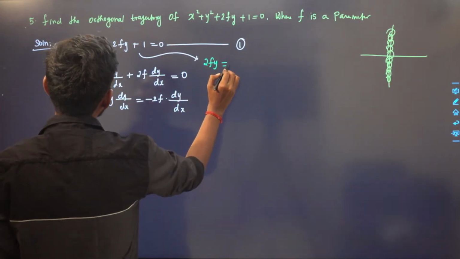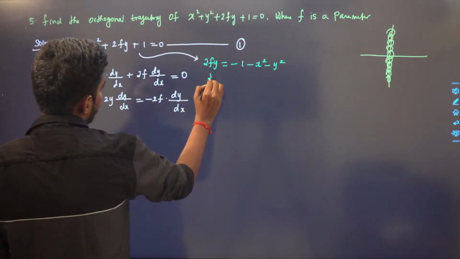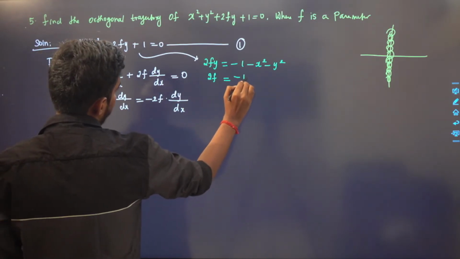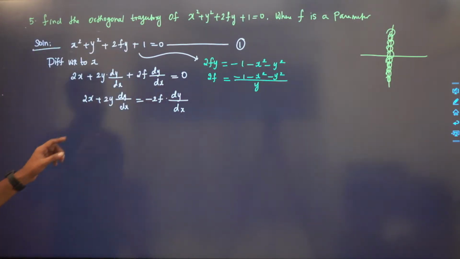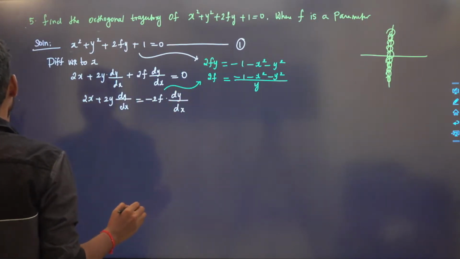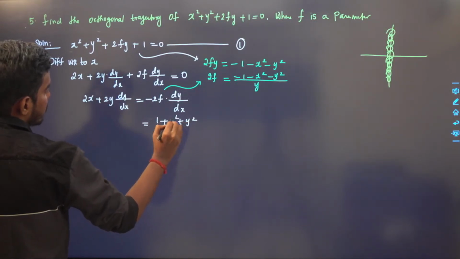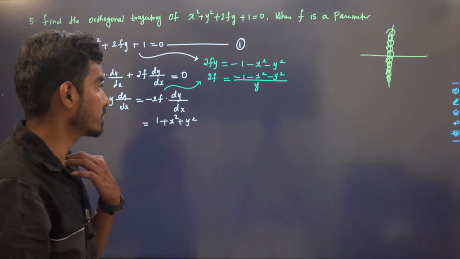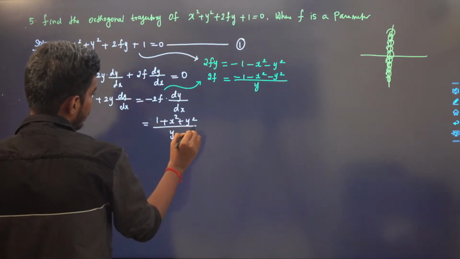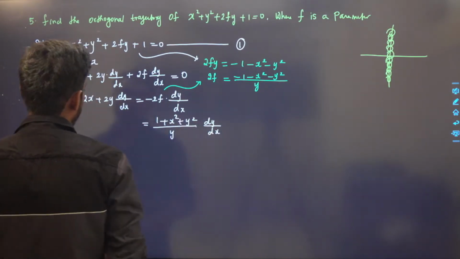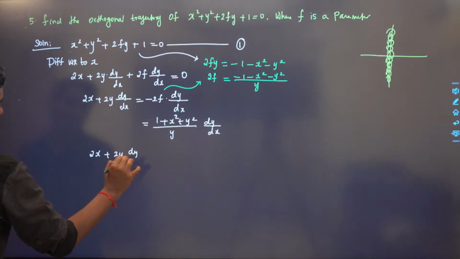So we have 2fy is equal to minus 1 minus x square minus y square. So 2f is minus 1 minus x square minus y square by y. So here we have minus 2f, so I can write this as 1 plus x square plus y square by y, right? Multiply throughout by minus dy by dx. Okay, so we have 2x plus 2y dy by dx.